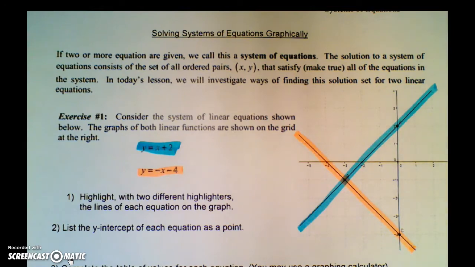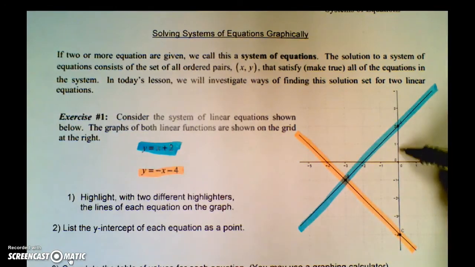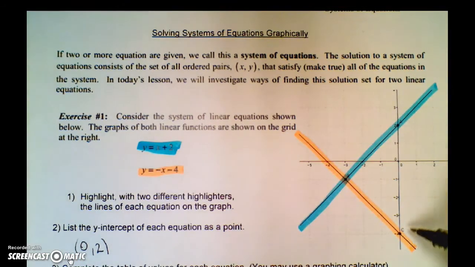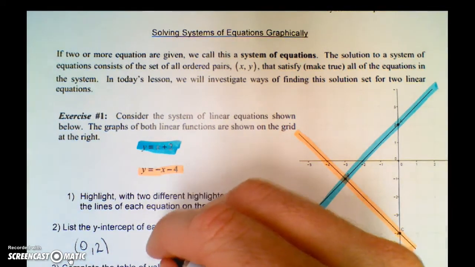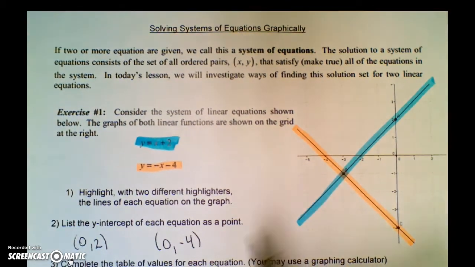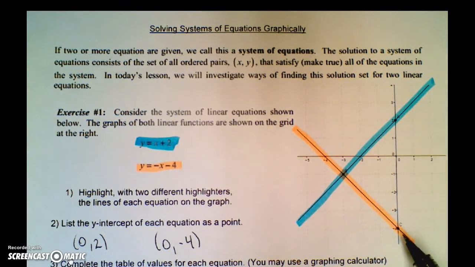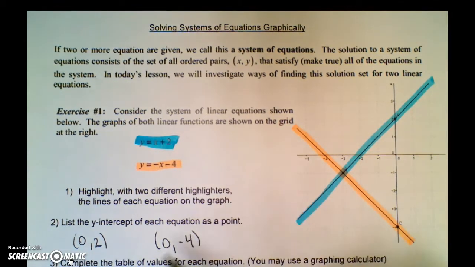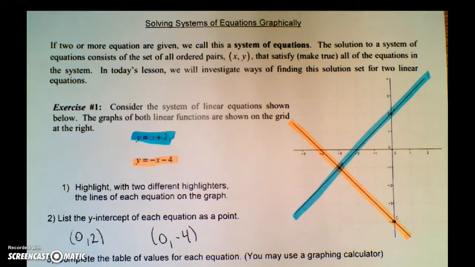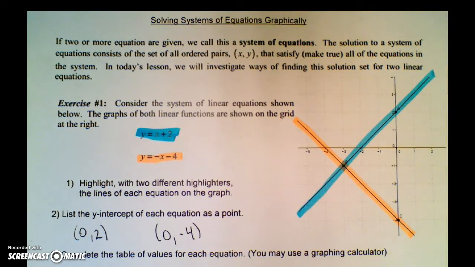It asks us to list the y-intercepts of each equation as a point. So the y-intercept in the blue equation is 0, 2. And the second y-intercept is 0, negative 4. So just reviewing some of the stuff we learned last unit, just being able to identify the y-intercepts in our equations. Then we're going to complete a table of values for each equation, and I'll let you use a graphing calculator for this. So let me grab my graphing calculator and we'll try plugging these in.